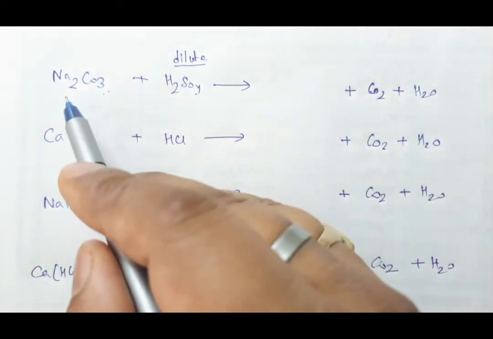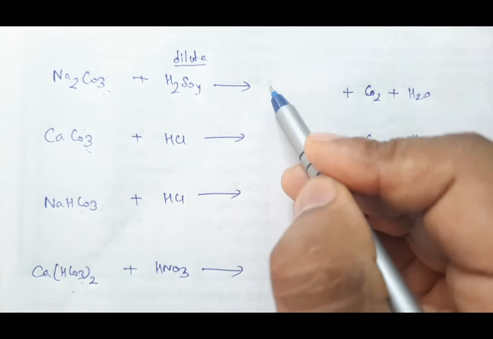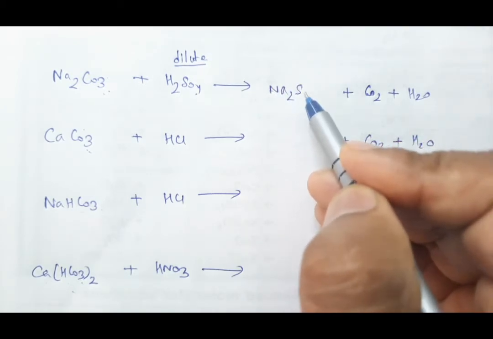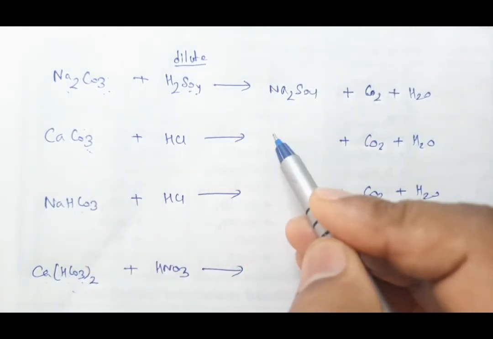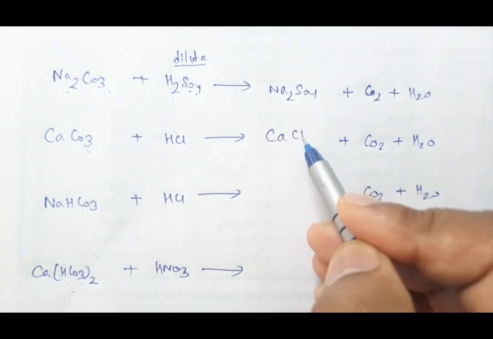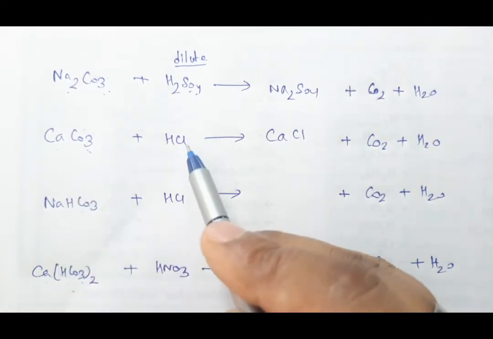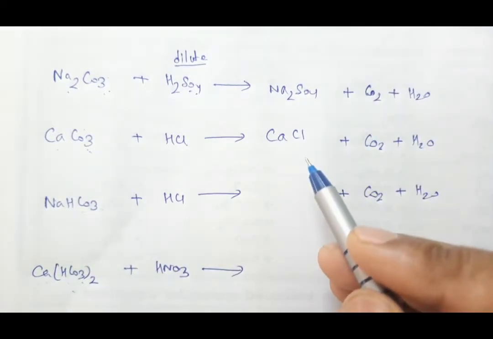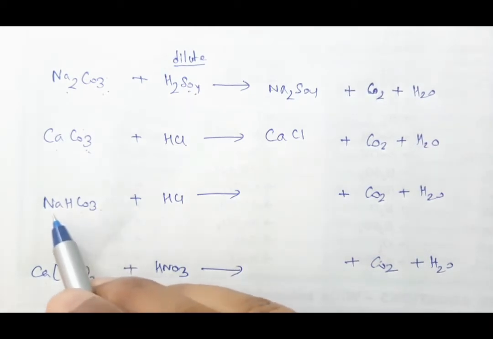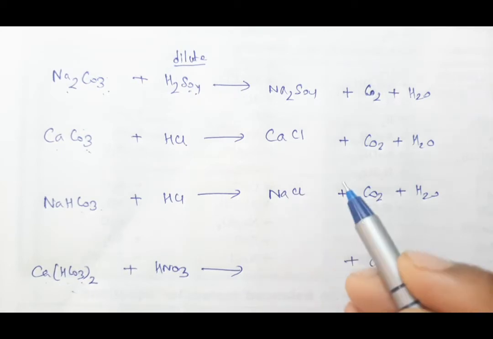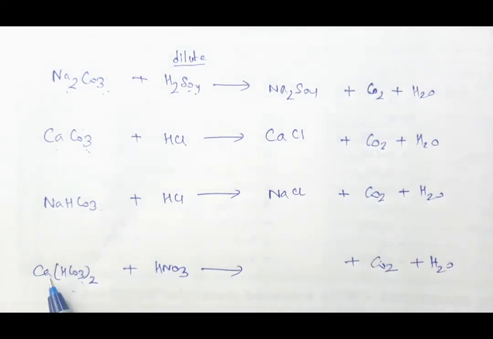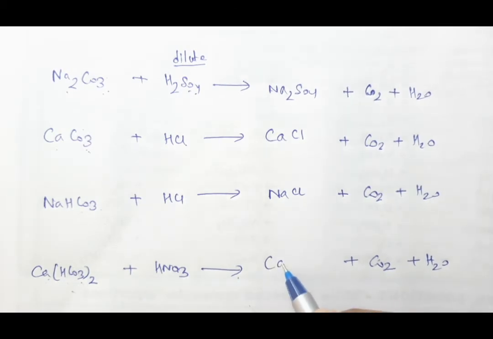Next thing, now here is sodium, here is sulfate. So you get sodium sulfate. SO4 means sulfate. And here you get calcium chloride. And here you get sodium chloride. Sodium means Na, chloride means Cl. And here you get calcium nitrate. Ca, nitrate means NO3. So you get calcium nitrate.